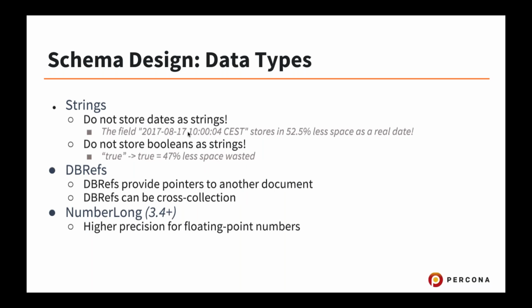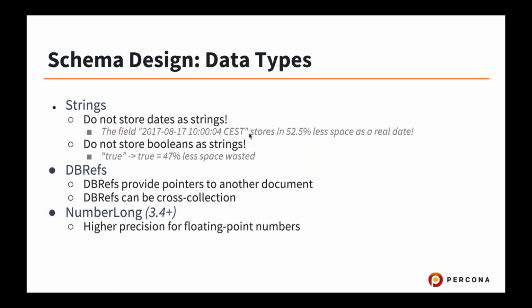The other one is dates. I'm actually highlighting this date in double quotes. MongoDB has a concept of real date types. So if you stored this date that I have, 2017-08-17, 10 a.m., as a real date, it would take 52.5% of the space, so quite a bit of savings there. That's another thing that I see very commonly in apps, just a string instead of a data type.